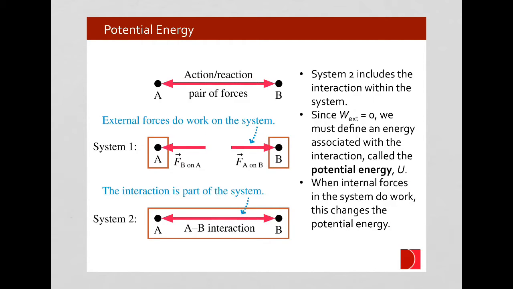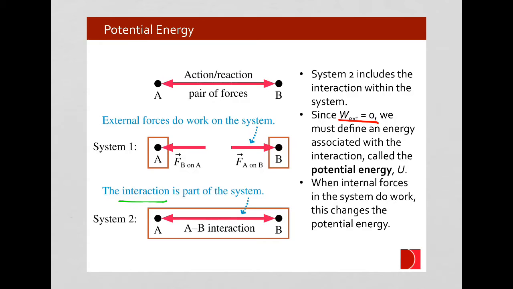Another way we can define the system, though, is to not look at particle A as one system and particle B as a separate system, but rather to treat particles A and B within the system. In that situation, the interaction between A and B is also inside the system. In that case, the external work is zero because the action-reaction pair, the forces between A and B, are all within the system. They're not external forces anymore.